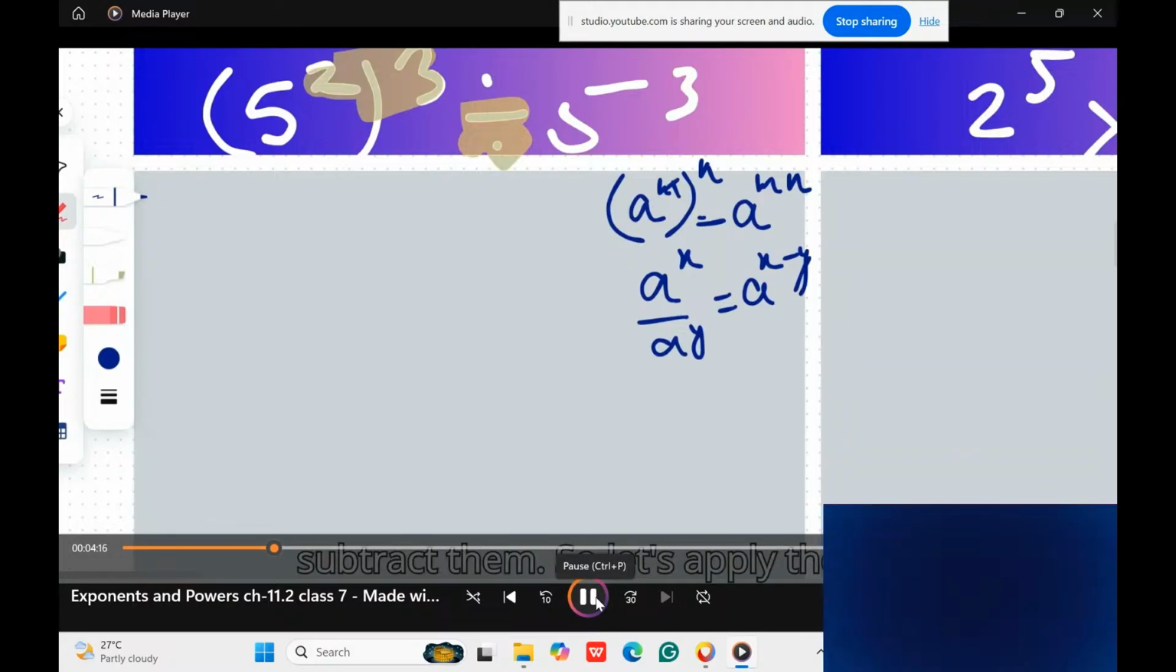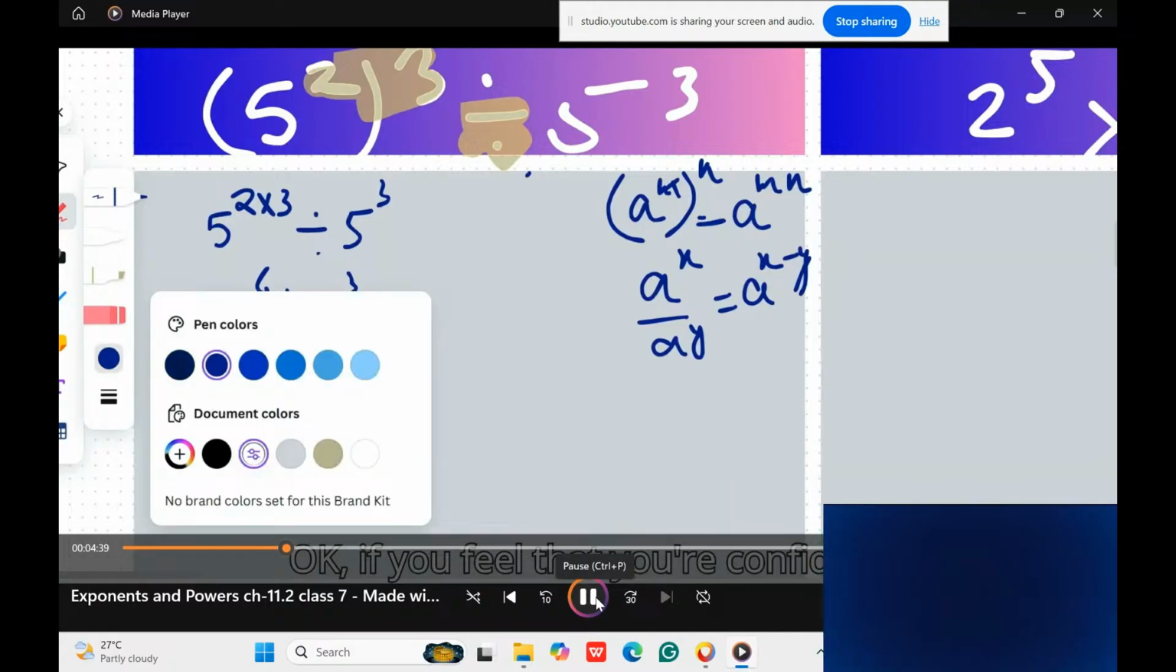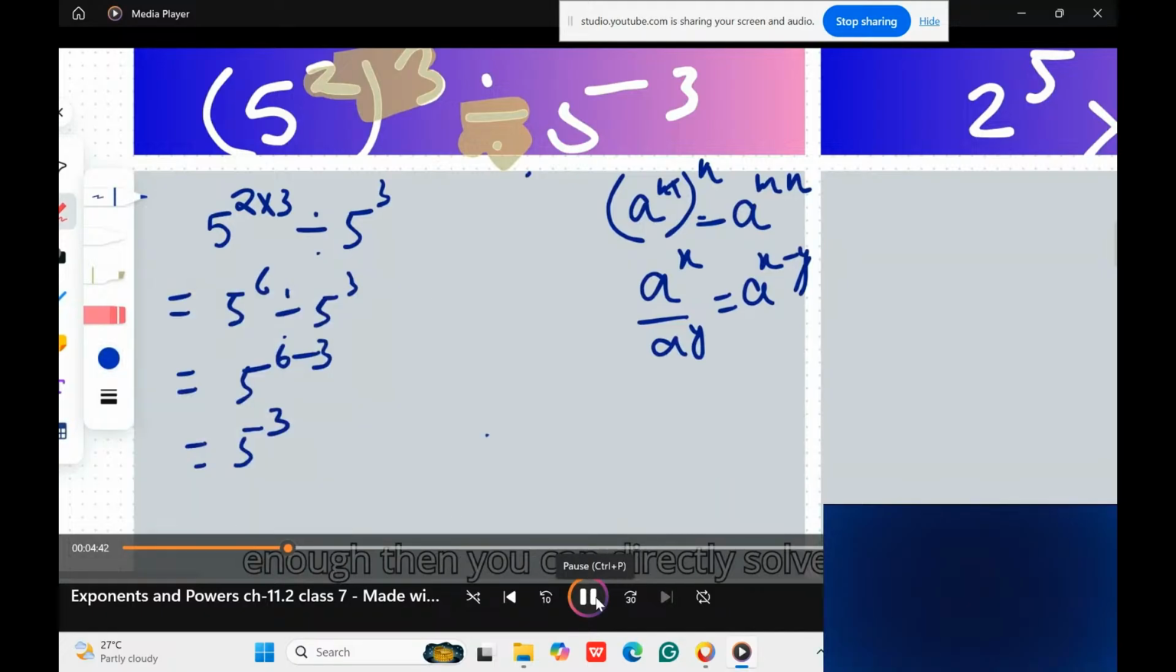So let's apply these rules. First, remove the bracket. So it will become 5 to the power 2 times 3, divided by 5 cubed. So it is 5 to the power 6 divided by 5 to the power 3, equal to 5 to the power 6 minus 3, equal to this. Now if you feel that you're confident enough, then you can directly solve questions like this also.